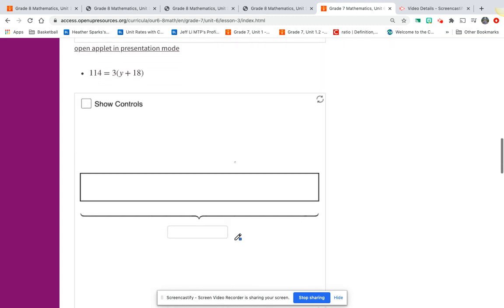And then lastly, we have a total of 114. Remember, your total is the size of the bar. And inside of that, we have 3 groups. Remember, this number right here tells us how many groups there are, and this will tell us how big the group is. So let's split this into 3 equal sizes, and this is the size of one group.